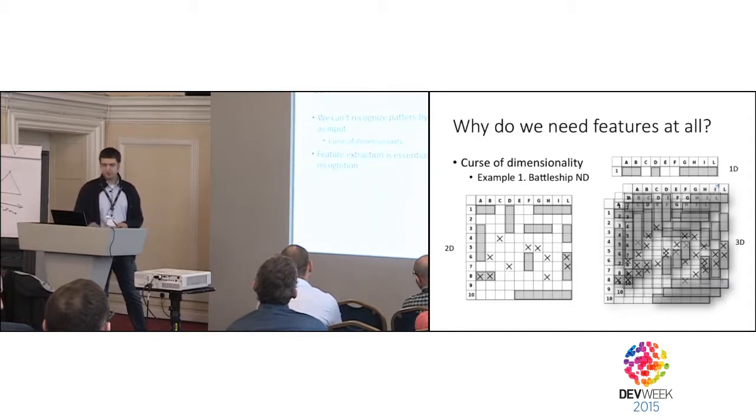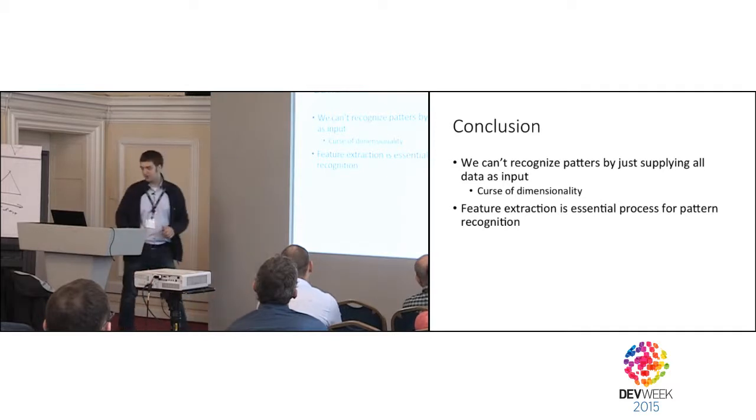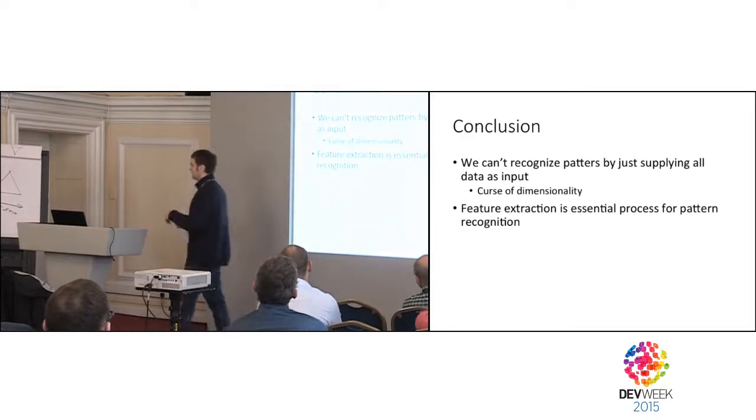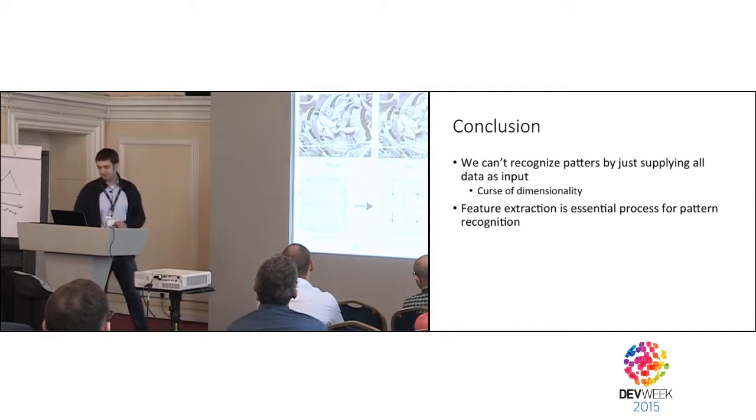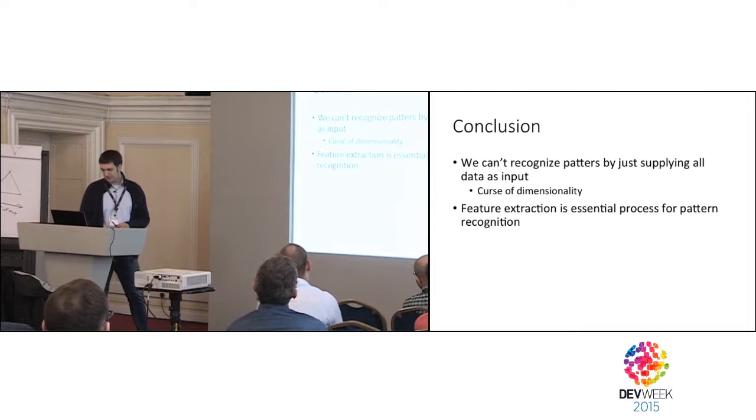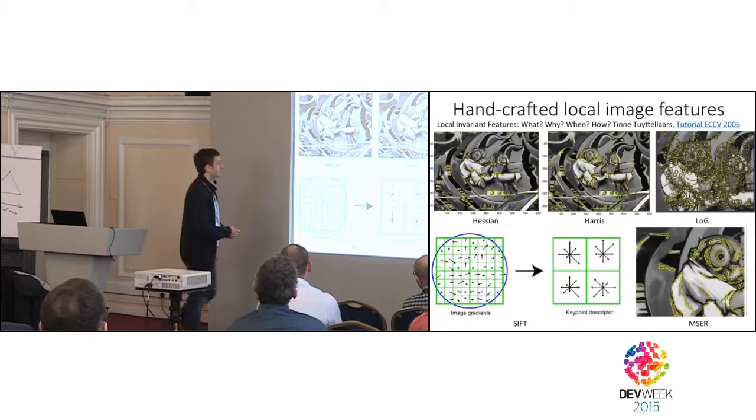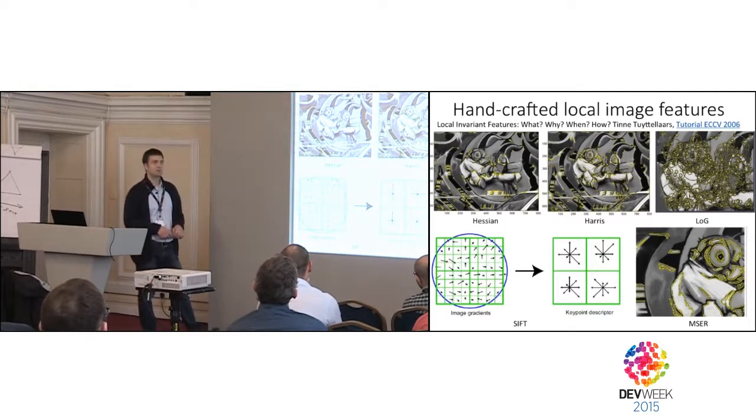So if we could compress our data into a smaller number of values that still represent our object and use these compressed values for pattern recognition, that would be a great help for us. So how did the classical computer vision industry deal with that problem?